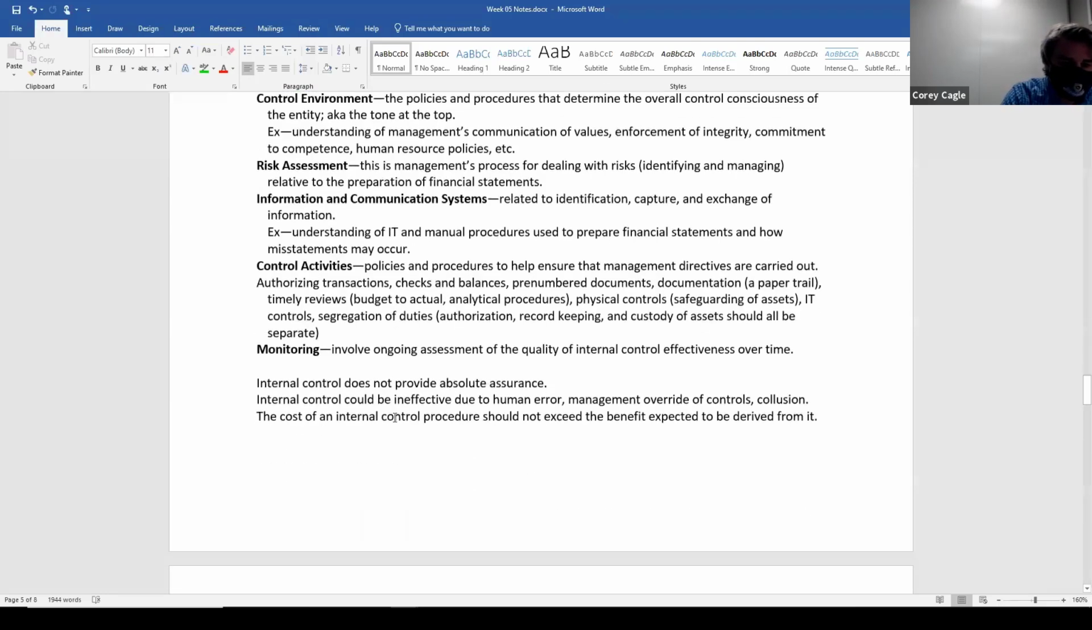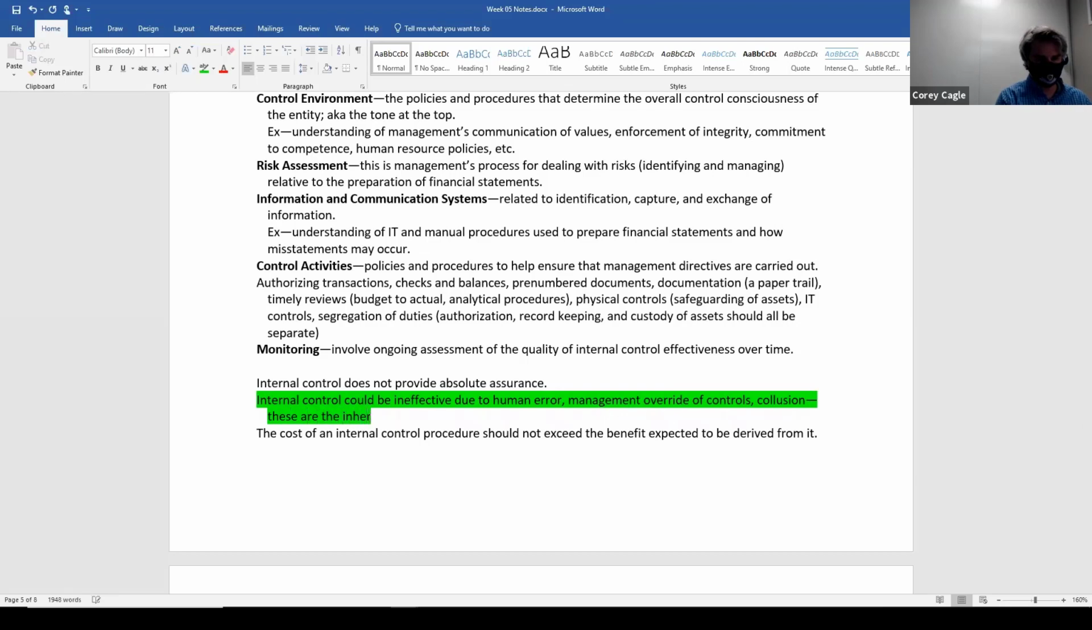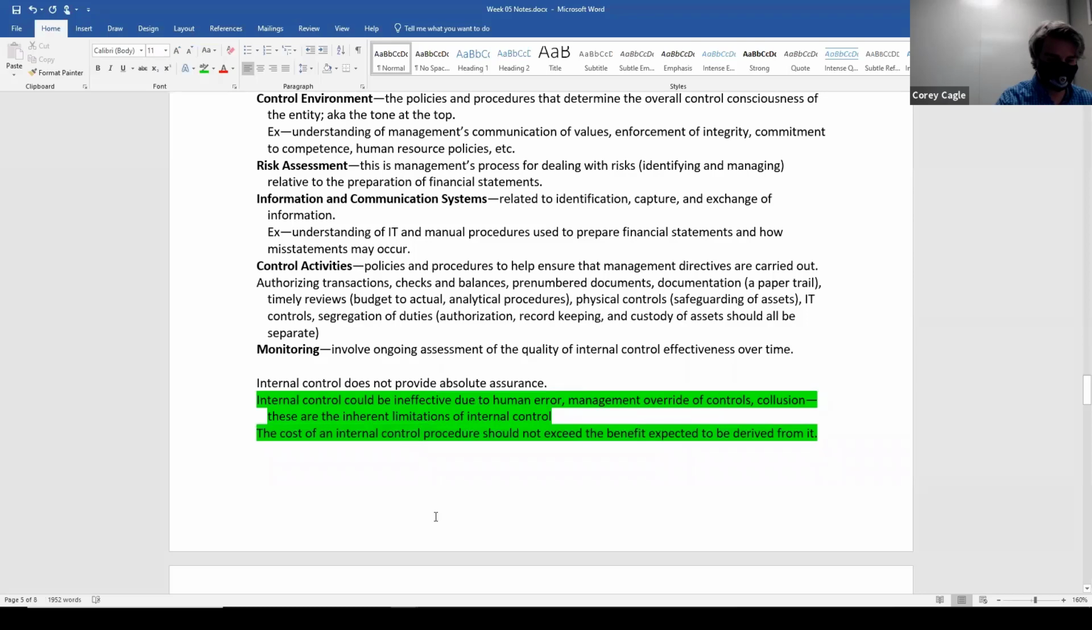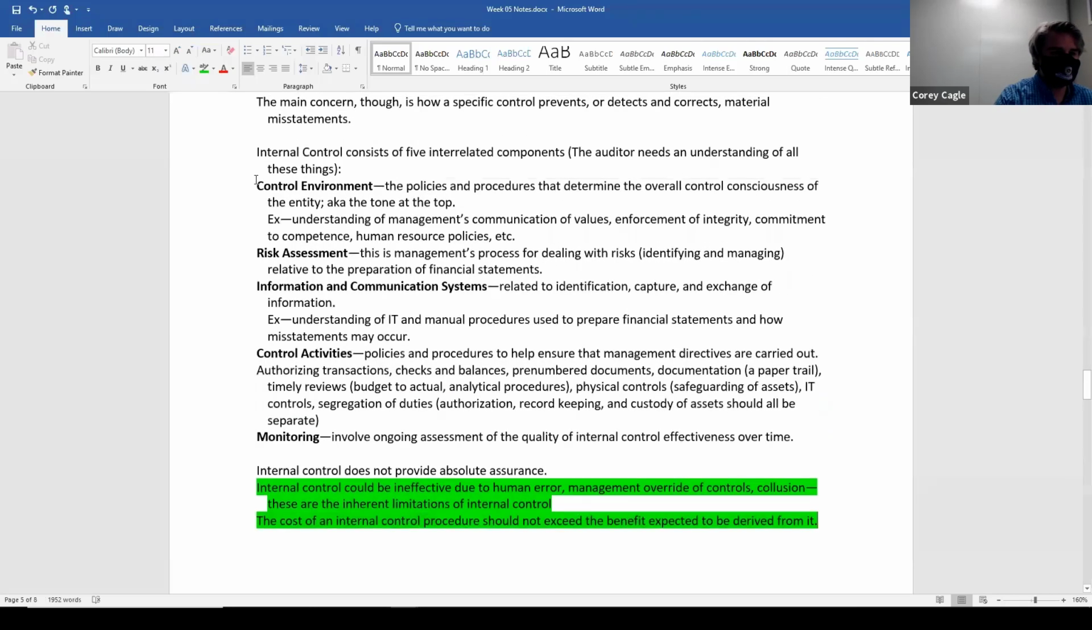And then they make the point again, internal control could be ineffective, even though it's a good control, due to human error, management override, or collusion. So these are the inherent limitations of internal control. And again, the point made over and over about cost benefit is certainly a constraint. All right, but remember this.